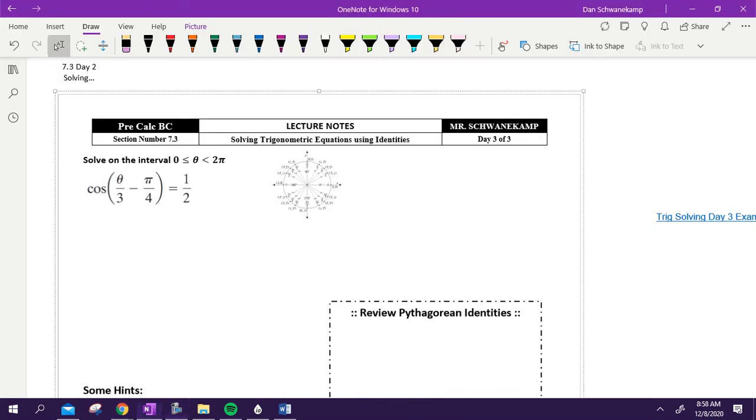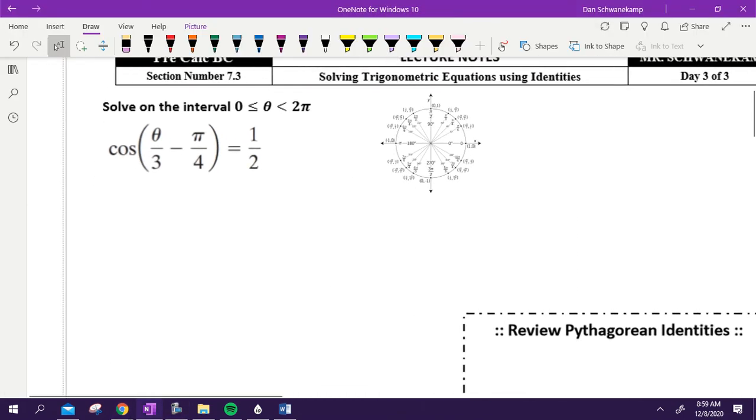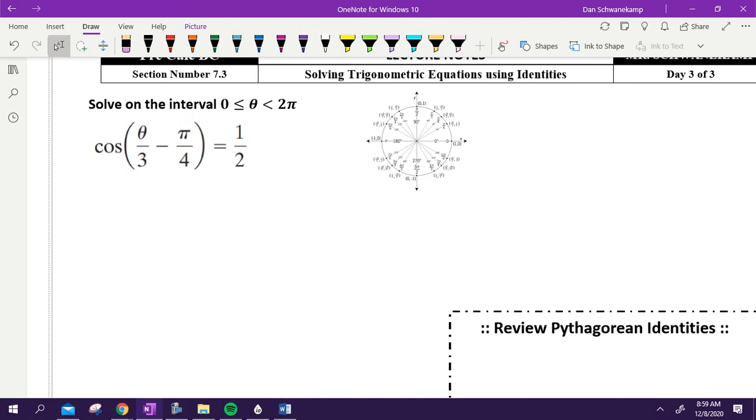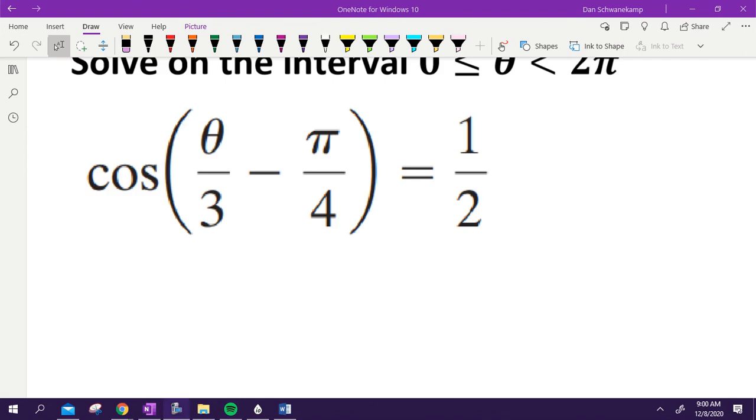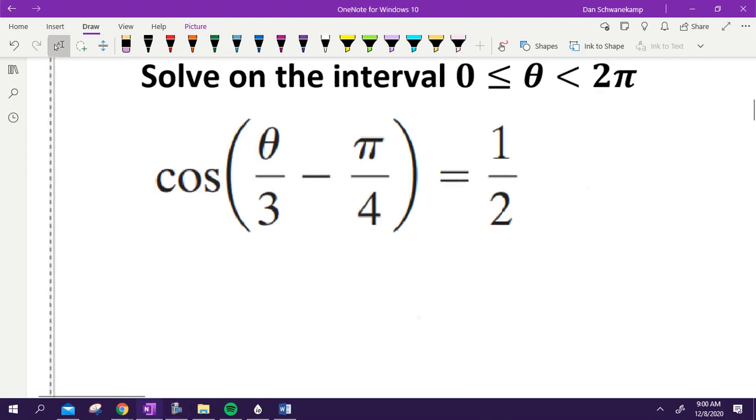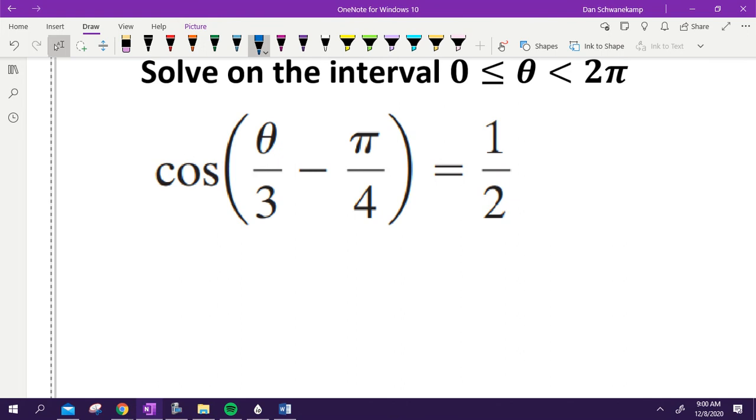Here we go. Number 1, cosine of theta over 3 minus pi over 4 equals 1/2. Do it. You don't need me to help you here. Just try that problem, see what you get. Go. If I want to solve that, Herman, what could you do first? Yep, let's get rid of cosine. So we're going to go inverse cosine on both sides.